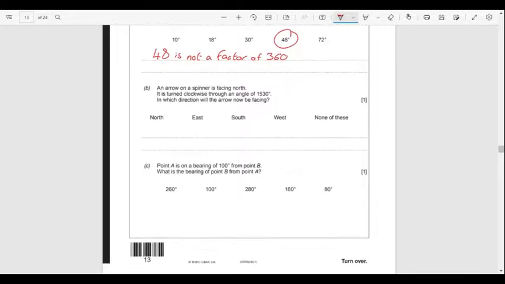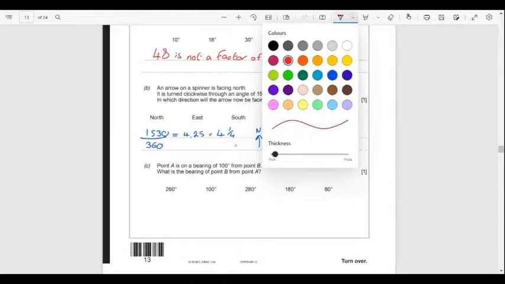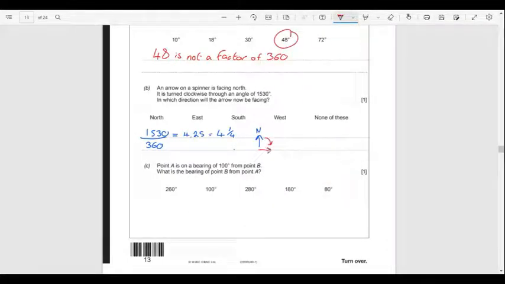An arrow on a spinner is facing north. It is turned clockwise to an angle of 1,530 degrees. In which direction will the arrow now be facing? Okay, so first of all, 1,530 divided by 360. So how many whole rotations are there? There will be 4.25, which is the same as 4 1/4 turns. Okay, so if our arrow was facing north, it'll spin around 4 times, which doesn't matter, but then there will be a final quarter clockwise turn. So it will be facing east. Yep, so that will be facing east. It's a quarter turn clockwise extra.